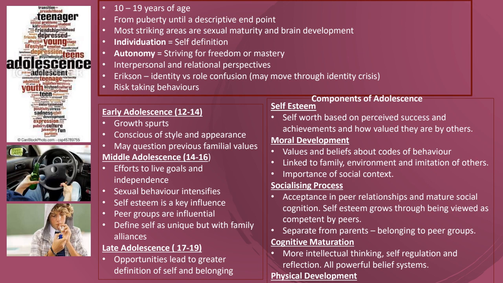So if we break adolescence down, we've got early adolescence, which is 12 to 14 years old, middle adolescence about 14 to 16, and then your late adolescence, which is 17 to 19 years old. And within each of those phases of adolescence, there are certain things that happen. So early adolescence is where you have your growth spurts. Between 12 to 14, we know children become very conscious of how they look and their appearance, and they might start to ask questions around family values and why things are as they are in a particular home environment.